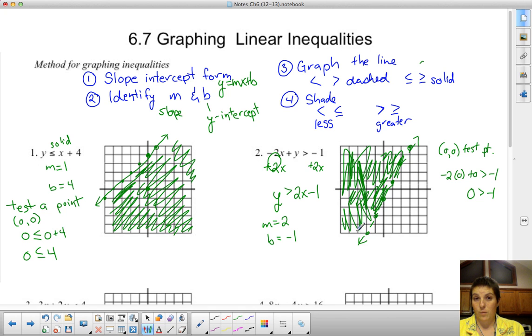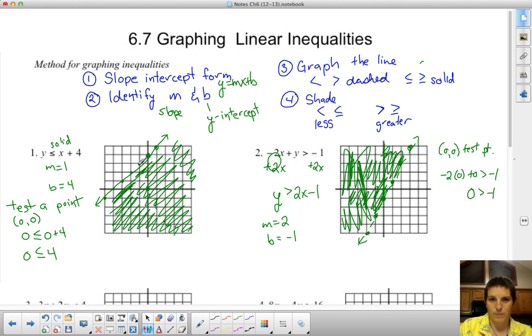So I told you that there was a second way to decide on shading. And the easiest way for me to describe that one is to tell you to, after you've got your line put in, put your pencil back on the y-intercept and then read the inequality that's in slope-intercept form. Read it back to yourself. It says the y values are greater than 2x minus 1. So the y values are greater than wherever I put my line. So the y values that are bigger are going to be up. So those are the points that I shade.